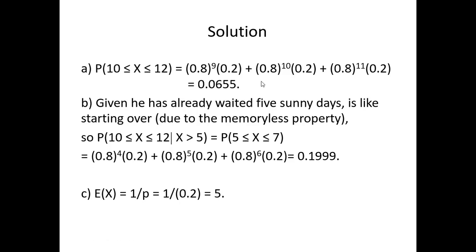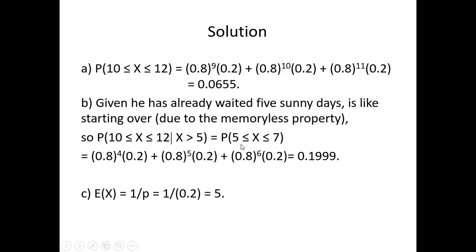Now in part B, we're told, given he's already waited 5 sunny days, what's the probability X is between 10 and 12? Okay. But given this condition is really just like starting over due to the memoryless property of the geometric distribution. So we want this probability X is between 10 and 12, given X is greater than 5, okay? But since we have this memoryless property, this is equivalent to the probability X is between 5 and 7. It's almost like those 5 days do not matter.